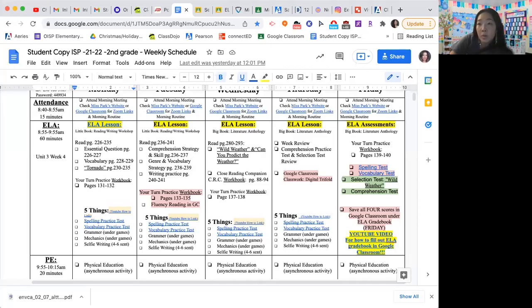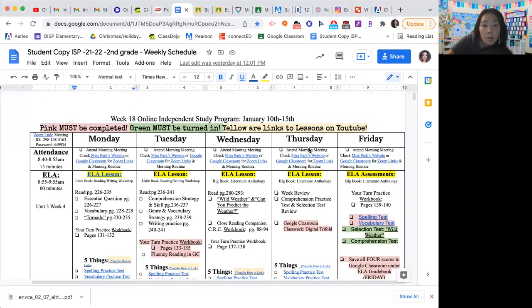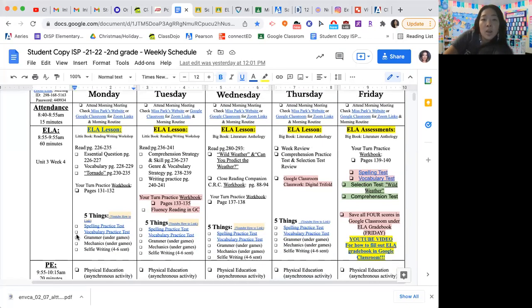We are going to be working on ELA Tuesday in our little book. So the same book that you guys used yesterday to read Tornado, we're going to be using that same book to go over our comprehension skill and strategies for this week. Then we're going to be working on our Your Turn practice workbook. And then if we have time, we're going to work on the 5 things in our breakout rooms. All right, so let's go ahead and get started.